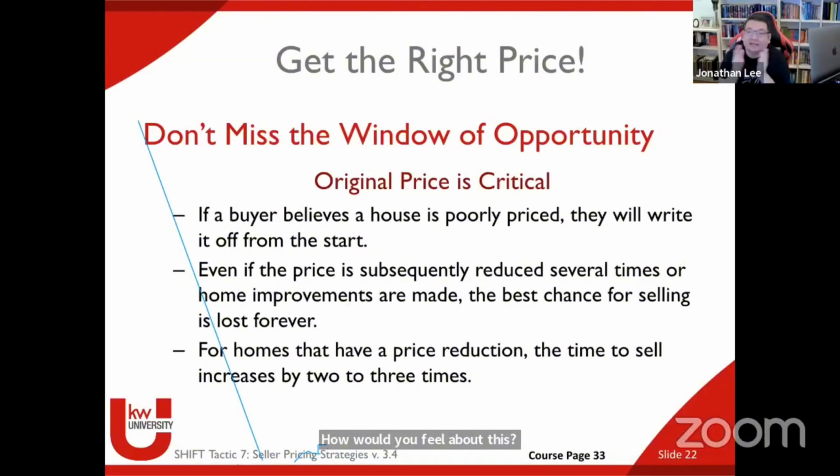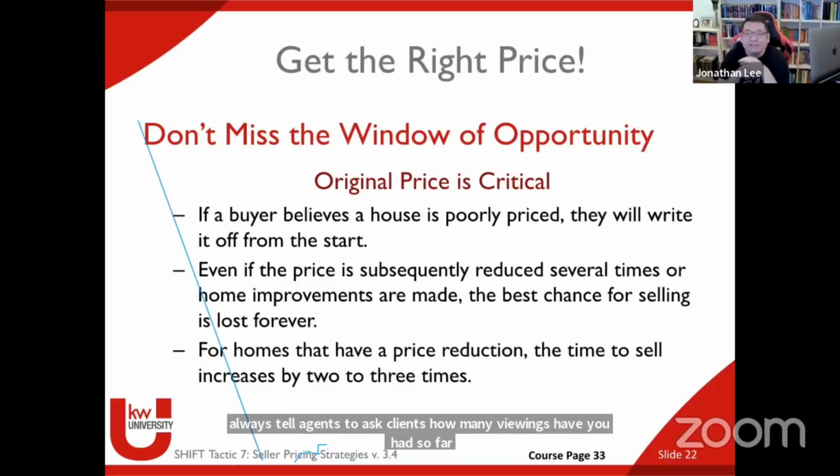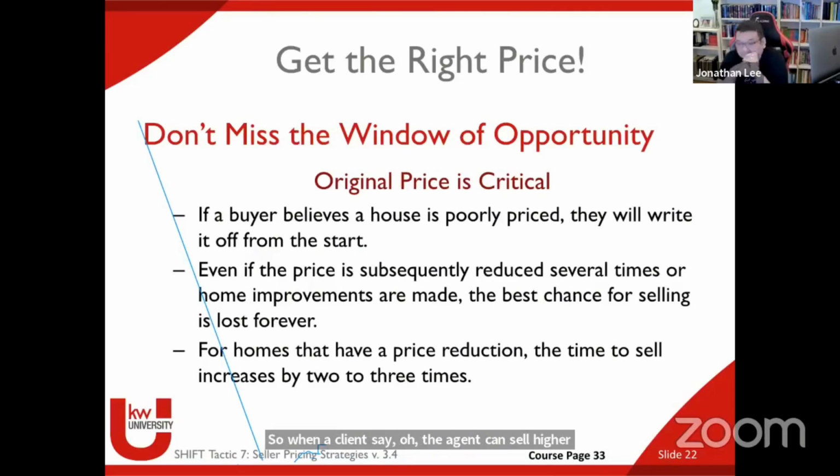And we have tried so much, there's no viewing. I always tell agents to ask clients, how many viewings have you had so far? So when a client says, oh, the other agent can sell higher, great. How many viewings have you had in the past 3 months? Ask that question: how many viewings has that other agent had on the property? How many offers did you get? So you bring them back to reality, right?